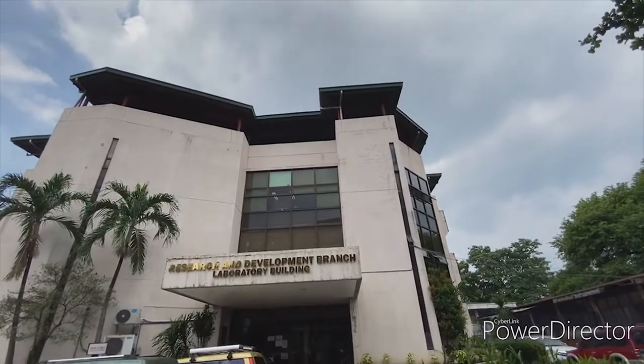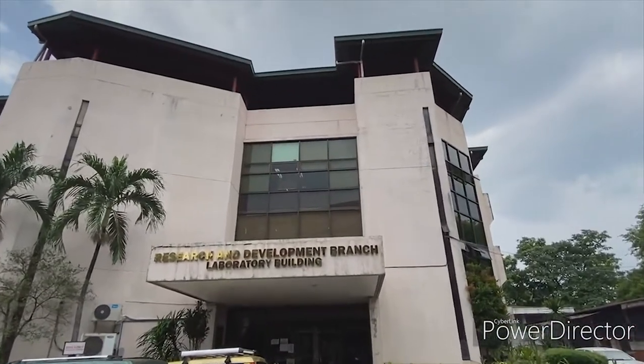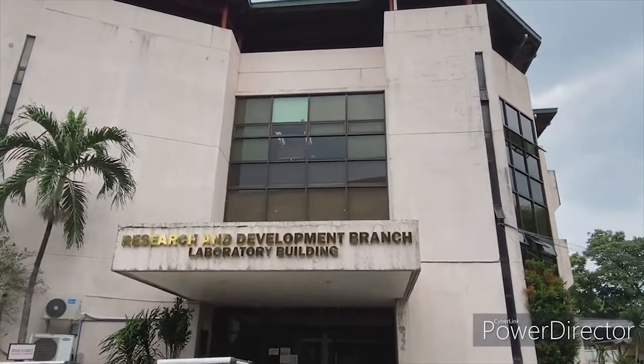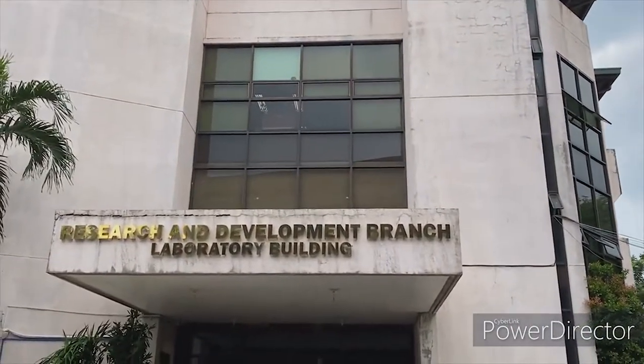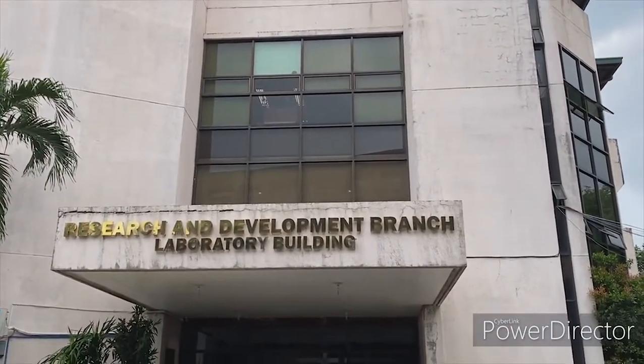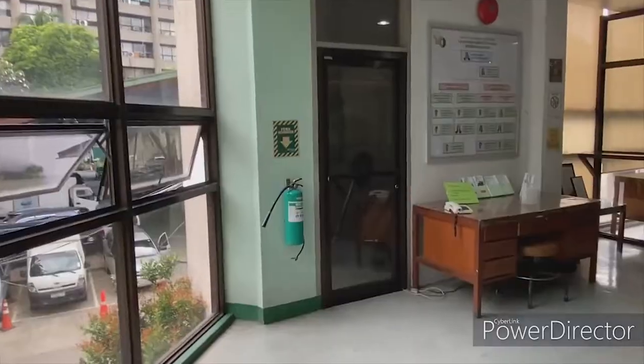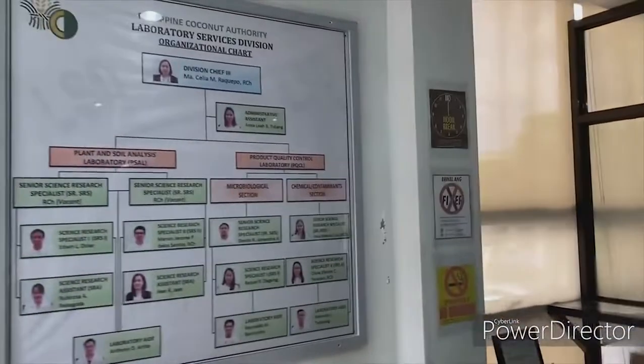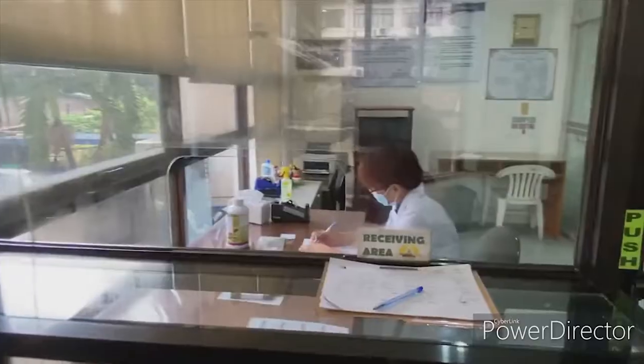Welcome to Philippine Coconut Authority Laboratory Services Division. In this video, we will show you the general process flow of plant and fertilizer samples submitted for analysis. Sample receiving is done at the second floor of the laboratory building in the PCA Central Office.